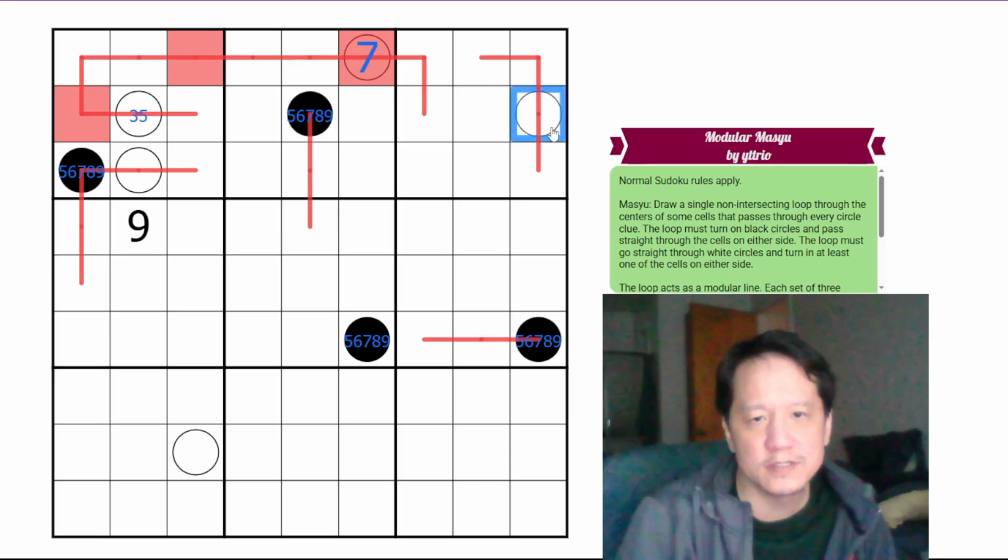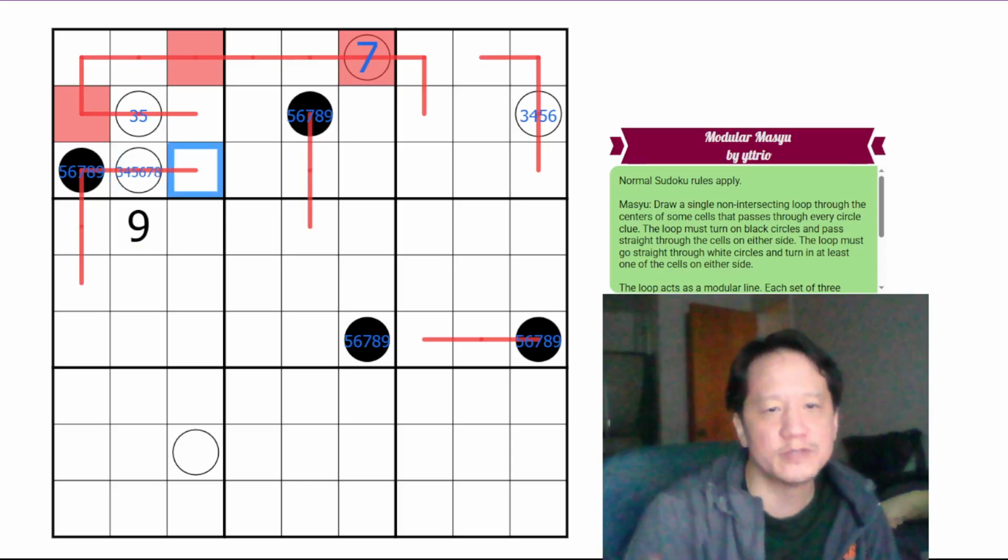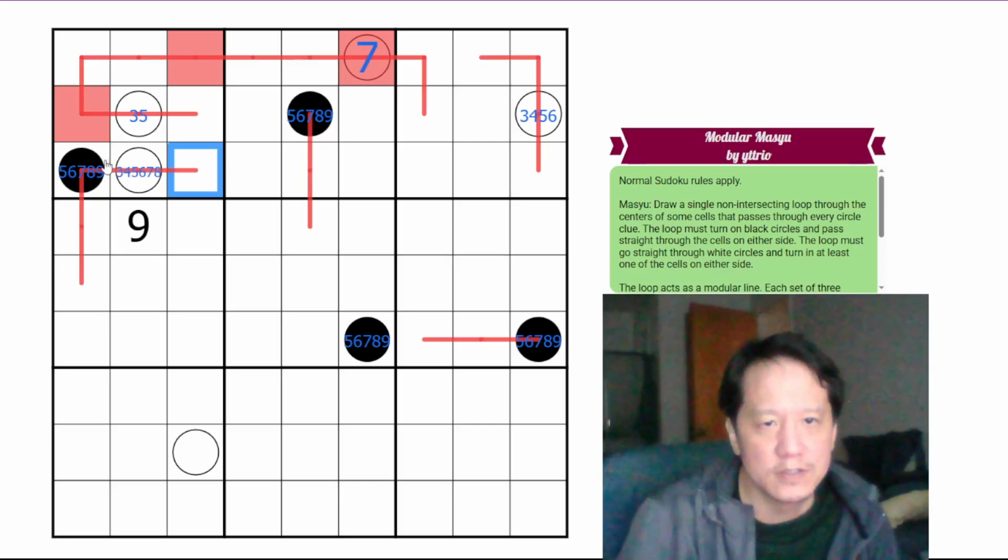Right, so this is at least 3, and it could be up to 6. So 3, 4, 5, 6 is a possibility. This is at least 3. 3 through 8 here, potentially. Actually, it can't be 8. So this has to go this way. This is 3 or 4.